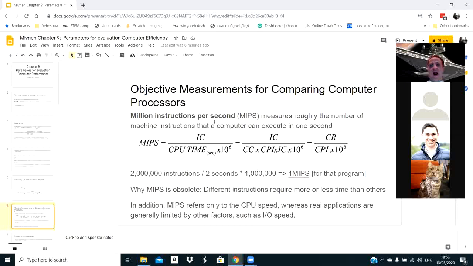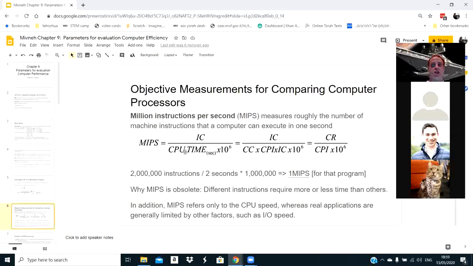Let's go on. MIPS is the number of machine instructions that a computer can execute in 1 second. So, for example, the MIPS of a particular computer is the instruction count divided by the CPU time, times a million. In other words, let's think about that. This is the instruction count. How many instructions was it able to do? So let's say my program had 1,000,000 instructions. So it did 1,000,000 instructions.